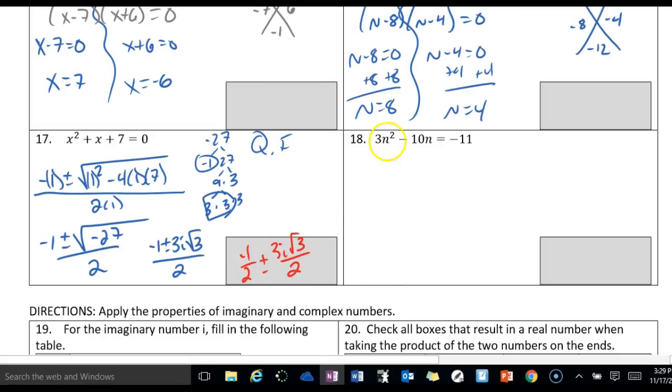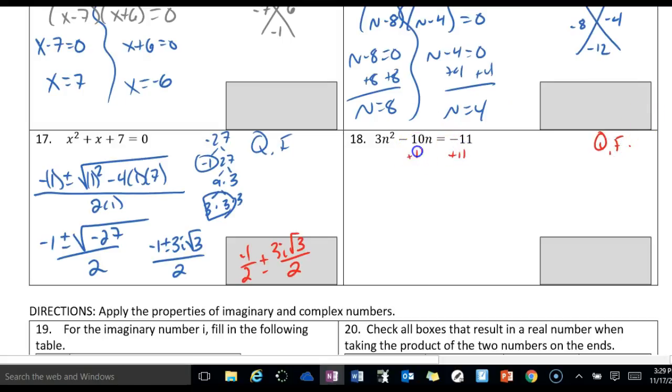Okay? We're looking at number 18 now. I cannot take the square root because I have two variables. I can't complete the square because a is not 1. So I'm either going to be factoring or I'm going to use the quadratic formula. When we did 15 and 16, a was 1, so I wanted to try factoring. Here, a is definitely not 1, so maybe I'm just going to go right to the quadratic formula.